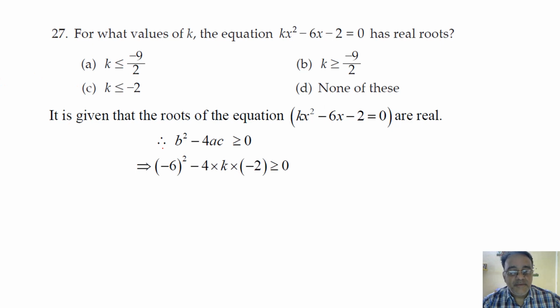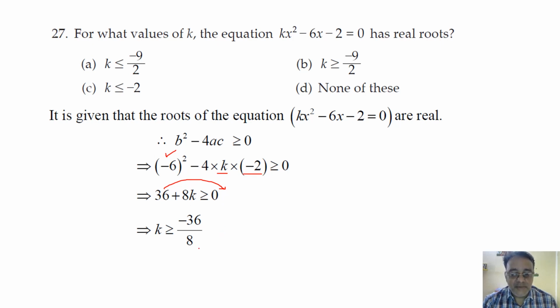So b is minus 6 and a is k and c is minus 2. So we are getting 36 plus 8k greater than equals to 0. Now shift 36 to this side. We are getting 8k greater than equals to minus 36. Then k is greater than equals to minus 36 upon 8. So final answer, if you divide both by 4, we are getting minus 9 by 2. Right, minus 9 by 2, and the correct option is Option B.